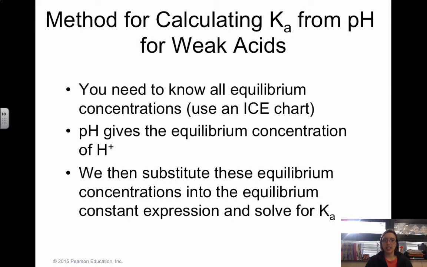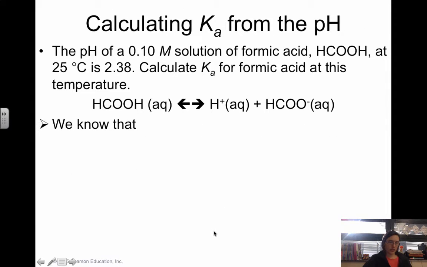In order to calculate Ka from the pH, you need to know all the equilibrium concentrations. So we have to use an ICE table. We're going to be using a lot of the skills from the equilibrium unit in this section as well. What's really important is that the pH gives the equilibrium concentration of H+. So when they give us pH, we know the concentration of H+ at equilibrium. Then we can substitute these concentrations in and solve for Ka. So let's look through an example.